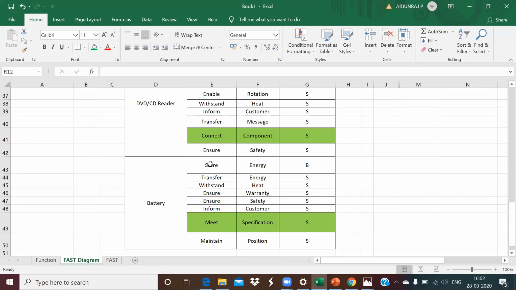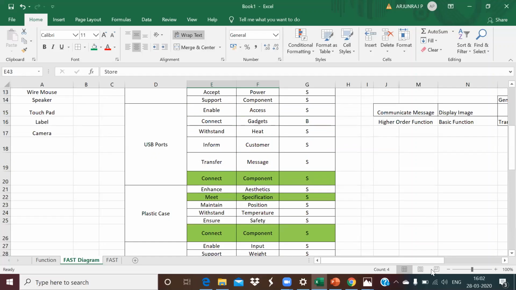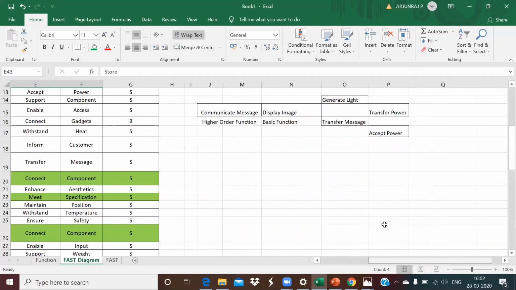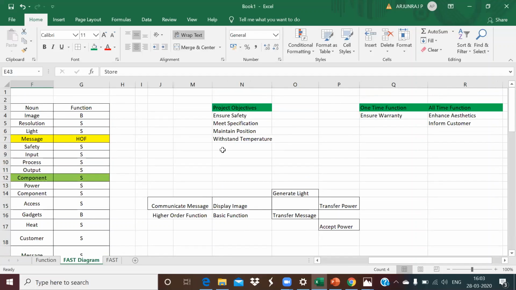See, with respect to the battery, which is storing energy, all these are the project objective. Whatever the transfer energy, it should be a project objective, because it is related to the technical aspects, and mostly it comes under the project objective. Because when you're taking the laptop, the customer is not going to pay for the laptop for the energy or other aspects, but what is the function, the basic function, the random function, that you can do.